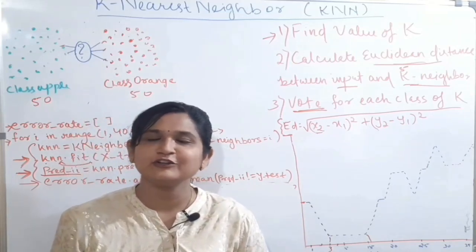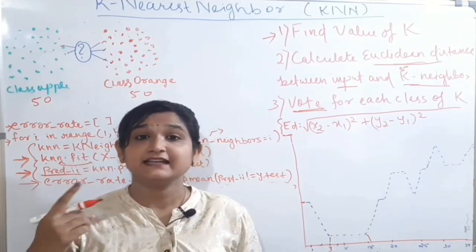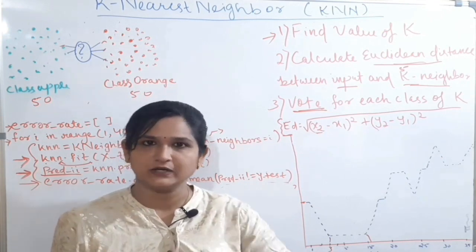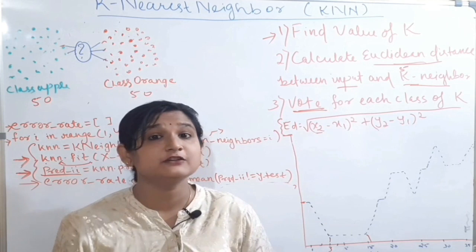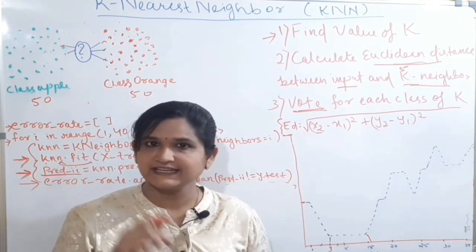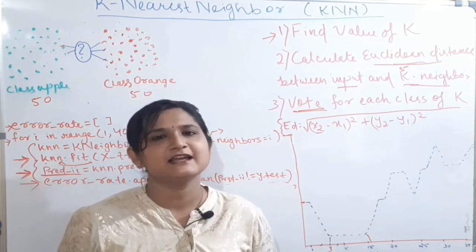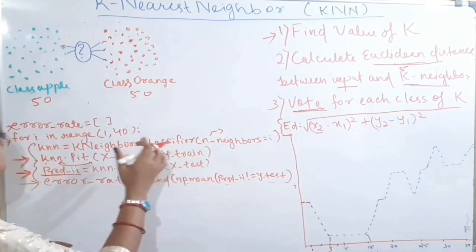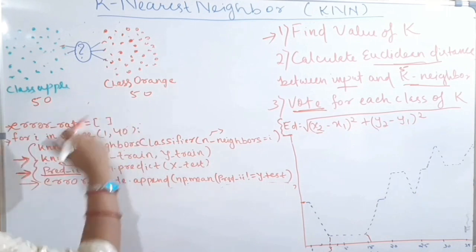So in this session I am going to discuss the KNN algorithm, that is K nearest neighbor. In the total session I am going to discuss what the KNN algorithm is, how it works, and most important, how to choose the K value of the KNN algorithm, and in the last I am going to implement it.